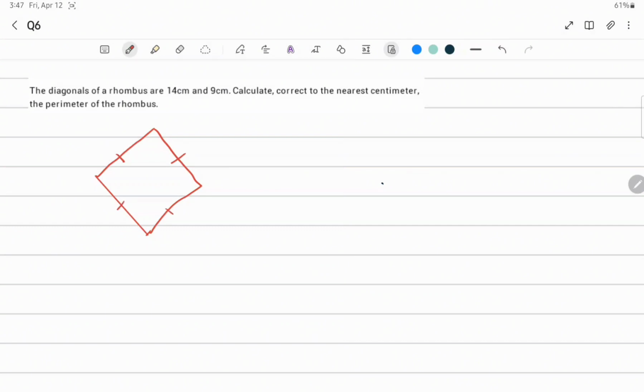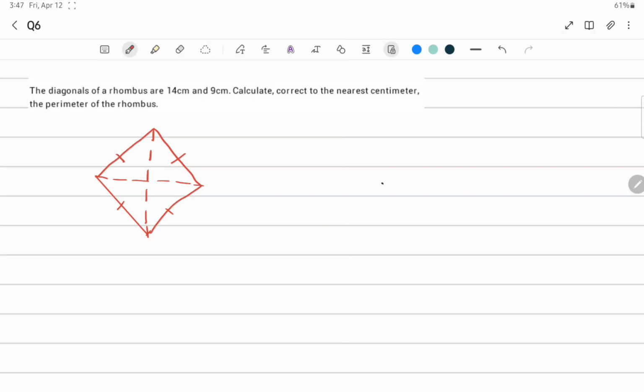Another property is that the diagonals of a rhombus bisect each other at 90 degrees but are not equal in length. The diagonals of a rhombus bisect each other, that is, they divide each other into equal halves, but these diagonals are not equal. That's why even from the question, we are given two different values. So say the first diagonal here, let's assume it is the one that is 14 centimeters, and the other one is 9 centimeters.